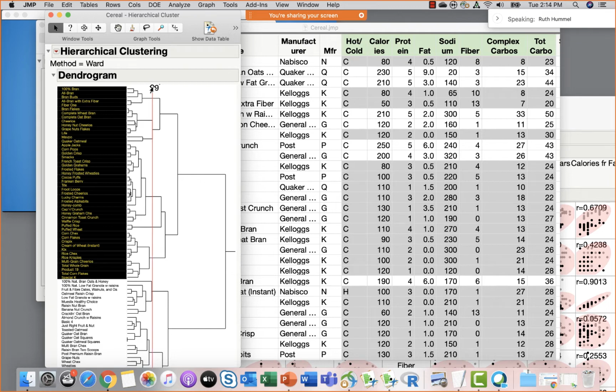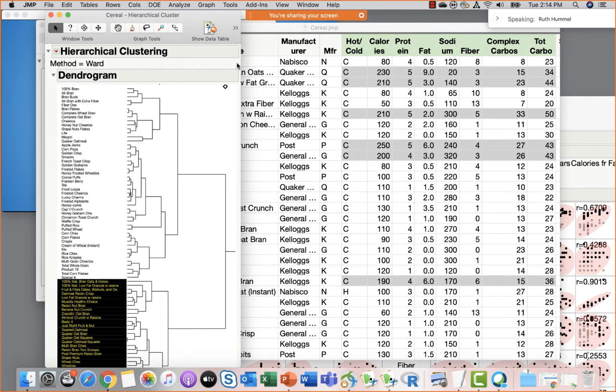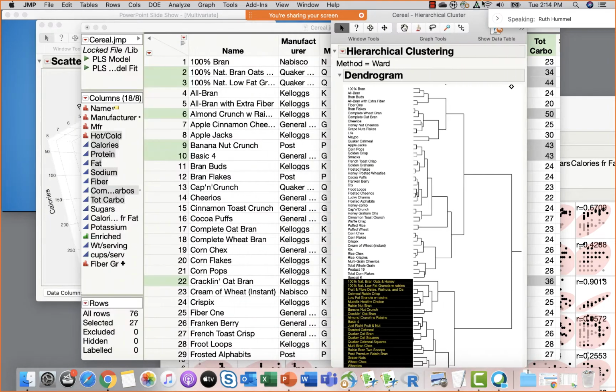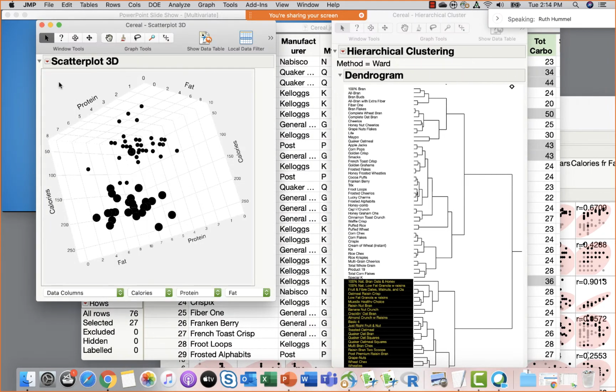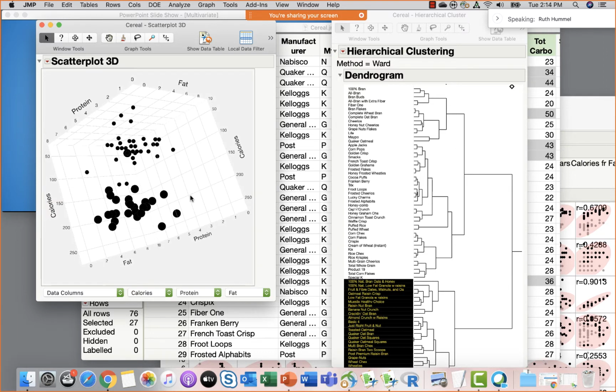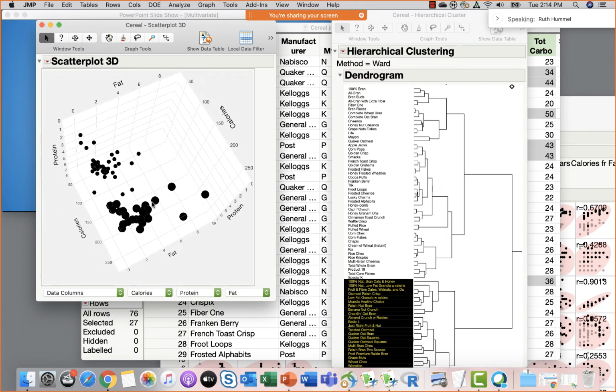So I can decide how many clusters I want by moving up the hierarchy. So here I only have 2 clusters, 2 big clusters, this one and this one. I might want to use some of these other plots to help me discover what seems like the right number of clusters. So for example, if I look at that 3D scatter plot of calories, protein, and fat, I have one group highlighted right now. So that's the bottom cluster.